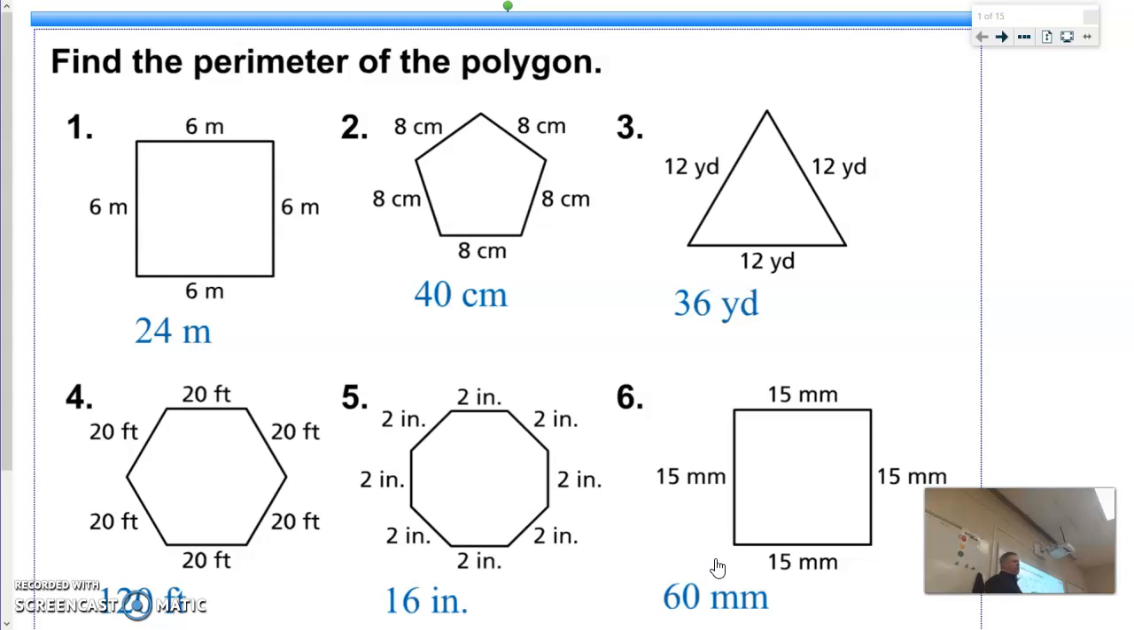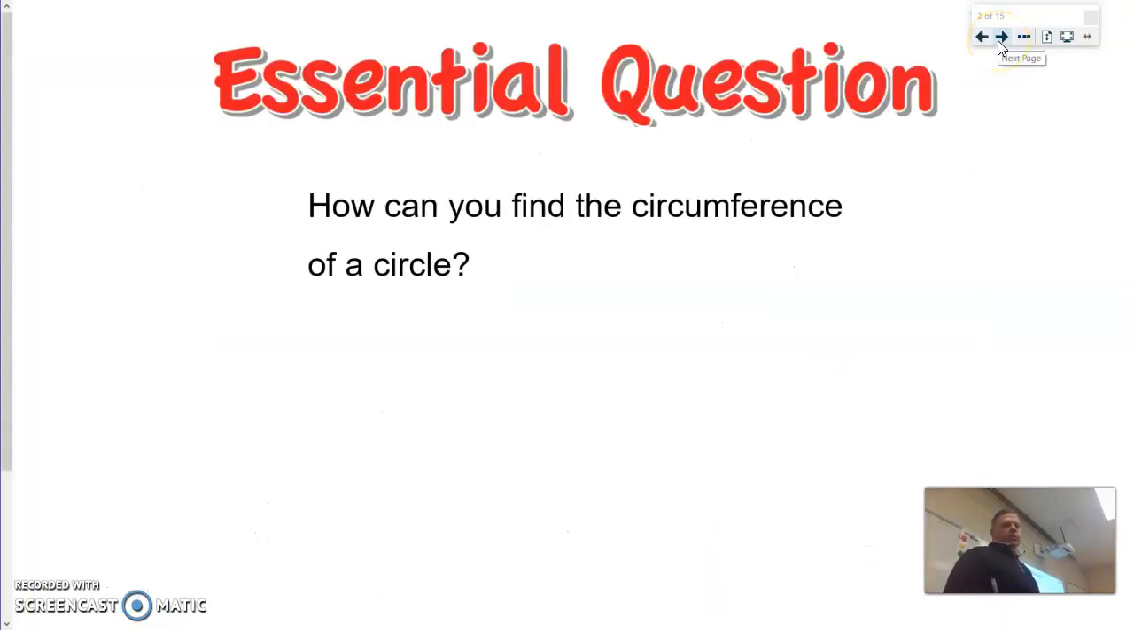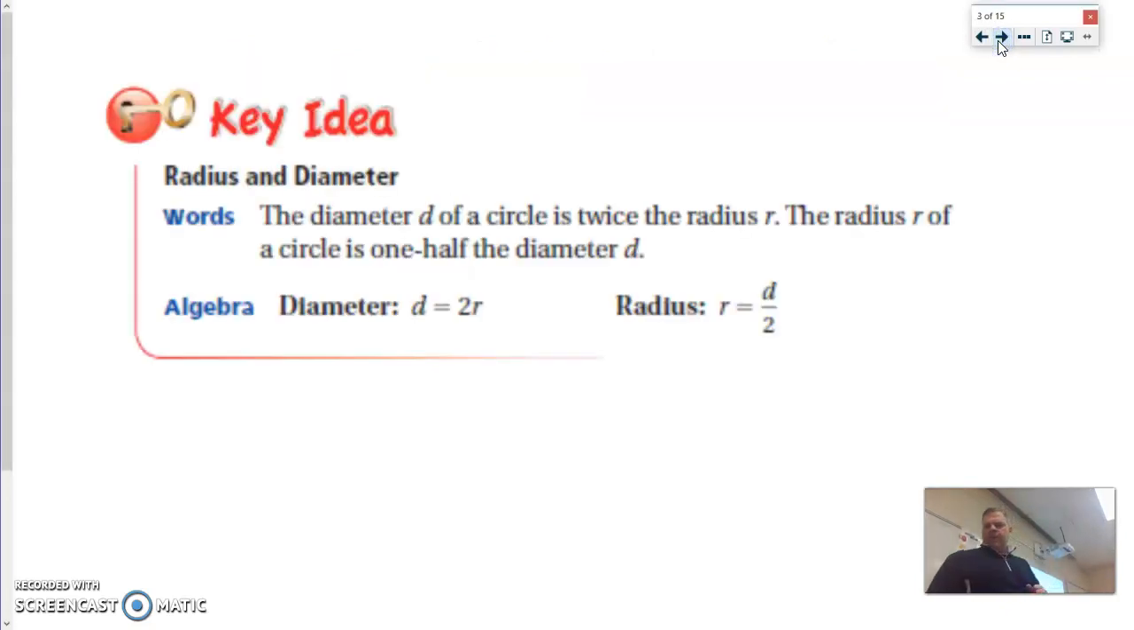Okay? So one of the things that we are going to be doing today is we're going to be able to find the circumference of a circle. Okay? And with that circumference, it's much like perimeter. It's not going to be anything on the inside. It's going to be the distance around that circle. All right? So, first thing that you need to know is what's a radius and what's a diameter.